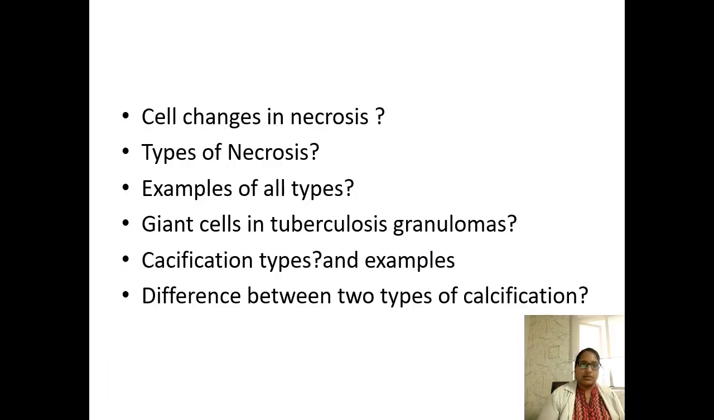These are some of the questions. What are the cell changes? What are the types of calcification? That is pathological calcification, and the types: one is dystrophic calcification, the other type is metastatic calcification. The examples for dystrophic calcification are calcification occurring in fat necrosis, liquefactive necrosis, caseous necrosis, hematomas, thrombus, and dead parasites.